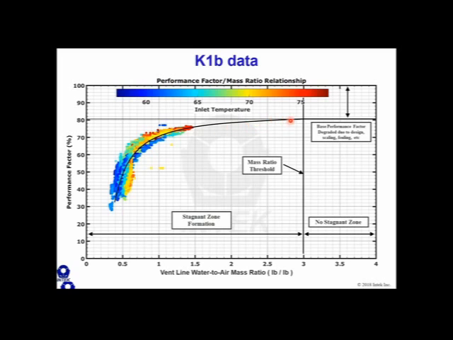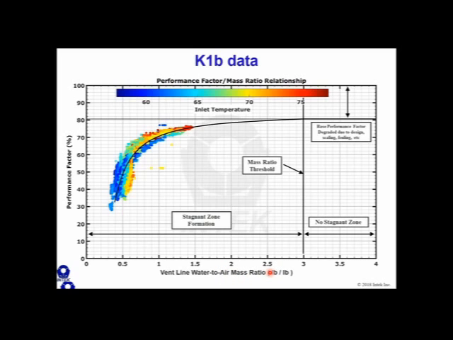So when your water to air mass ratio gets below a value of, sometimes it's 2, sometimes it's 3, sometimes it's 1 in some condensers, this relationship holds true to every condenser. When that water to air mass ratio goes low, the performance factor takes a dive. And so this value right here is directly proportional to the amount of air storage you have in your condenser.